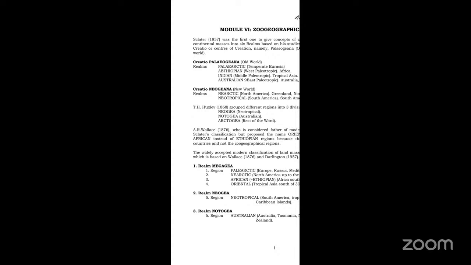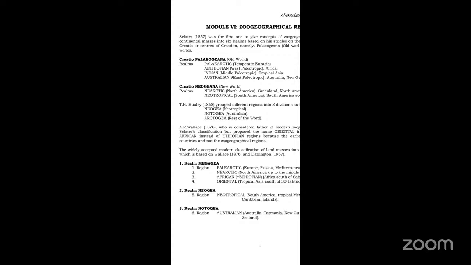So under Megagea, they have included 4 regions. What are those? One is called Palearctic, Nearctic, African, that is also called Ethiopian, as well as the Oriental. Under Neogia, you have only the Neotropical region, and under Notogia, you have the Australian region. So that is the modern accepted classification which was given together by Wallace as well as Darwin. Okay. Now we'll see one by one what the different regions are.